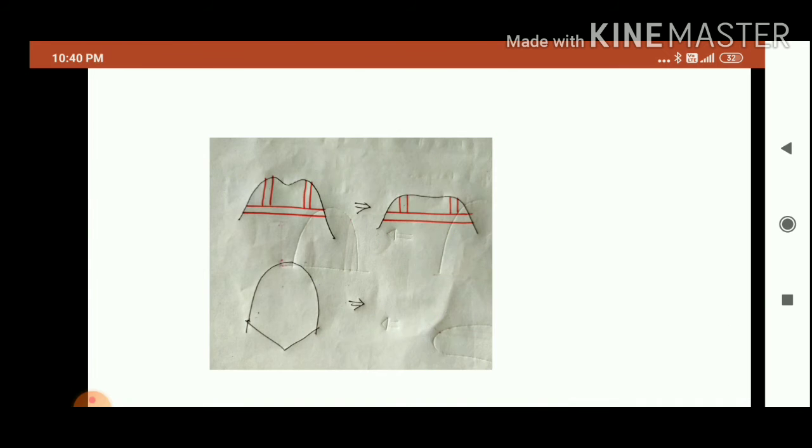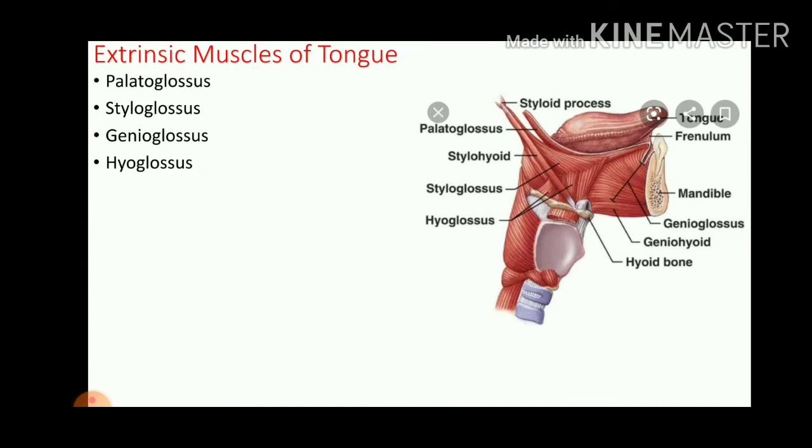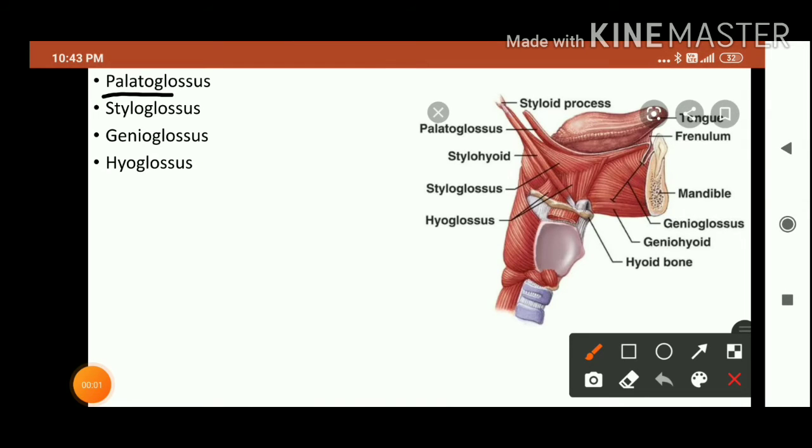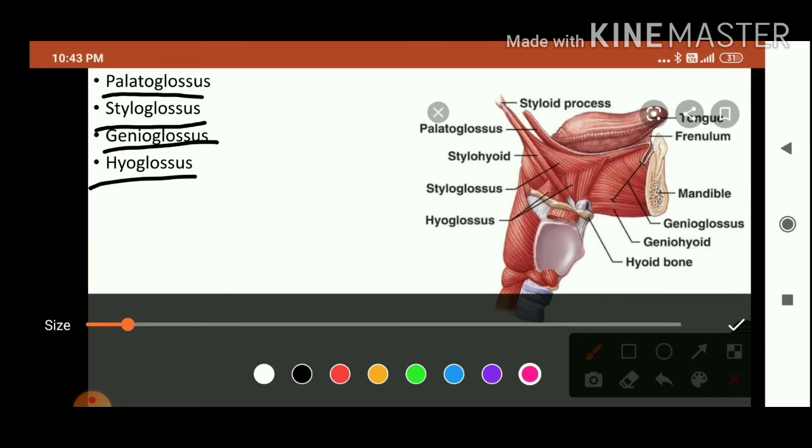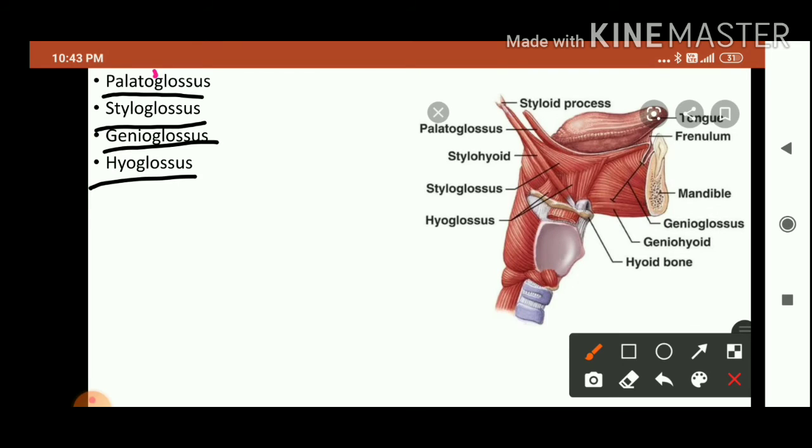Okay, after this we come to the extrinsic muscles of the tongue. The extrinsic muscles are the palatoglossus, styloglossus, genioglossus and hyoglossus. Now what is the similarity in the name of each muscle you can encounter? Basically each of them includes the term glossus. So what do we mean by glossus? Glossus means the tongue.